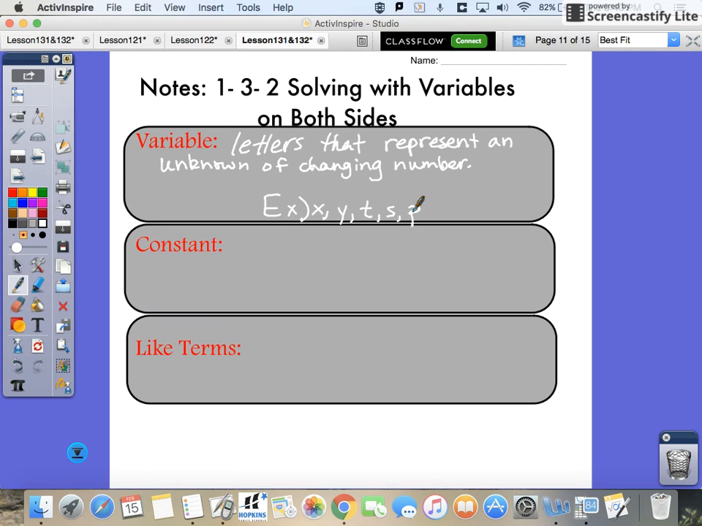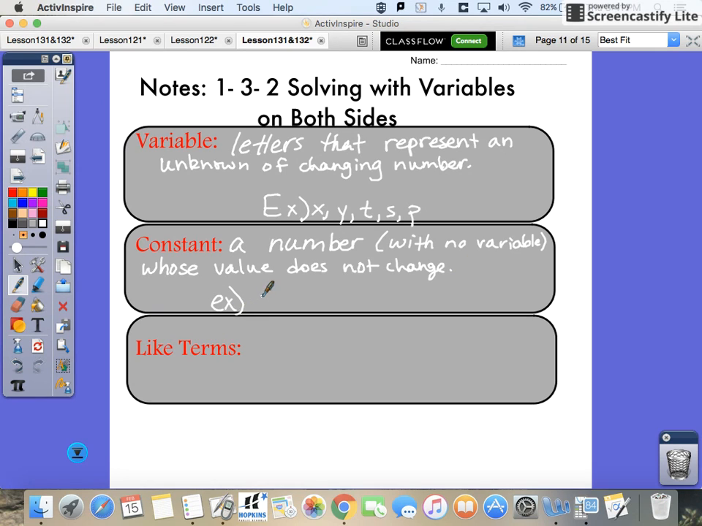The second term is constant. A constant is a number with no variable whose value does not change. So, for example, if we had the expression y equals 6x minus 4, minus 4 would be our constant. The variable would be x.